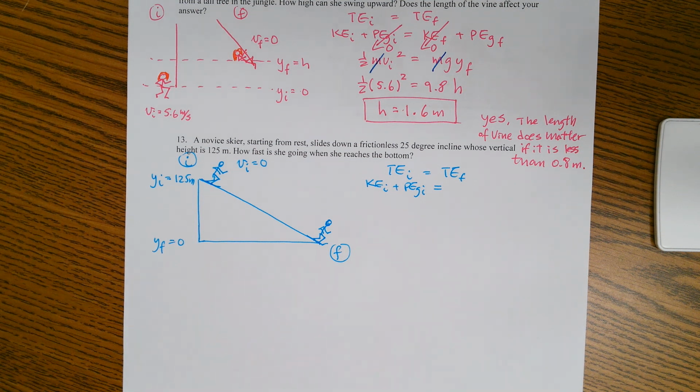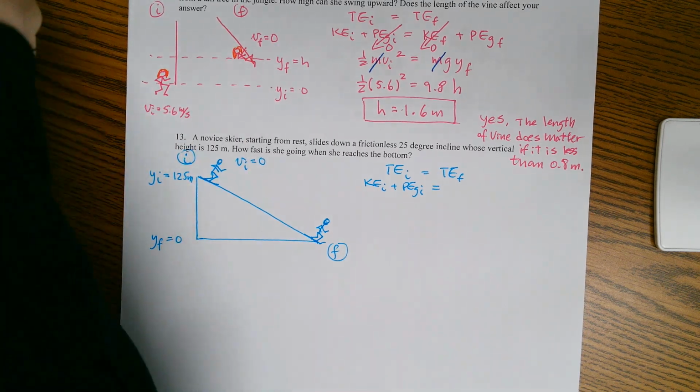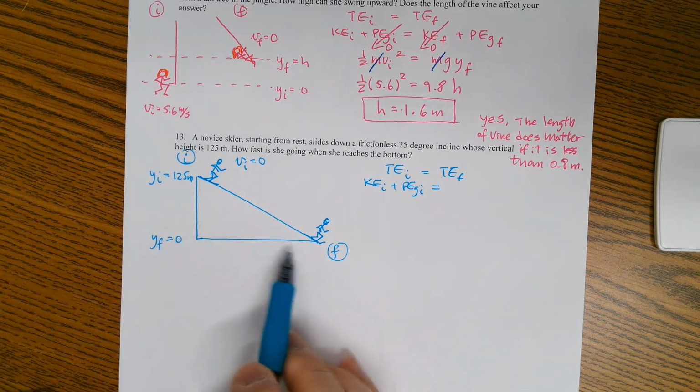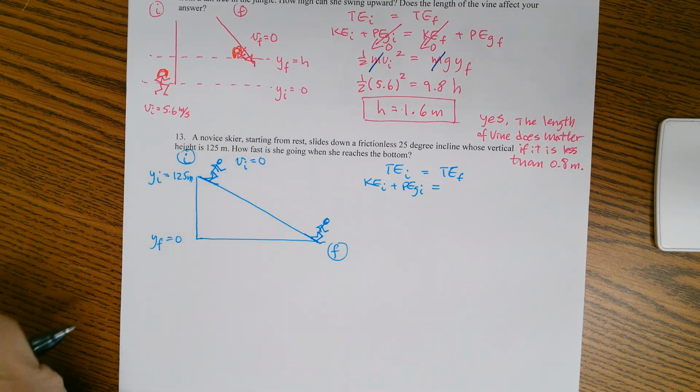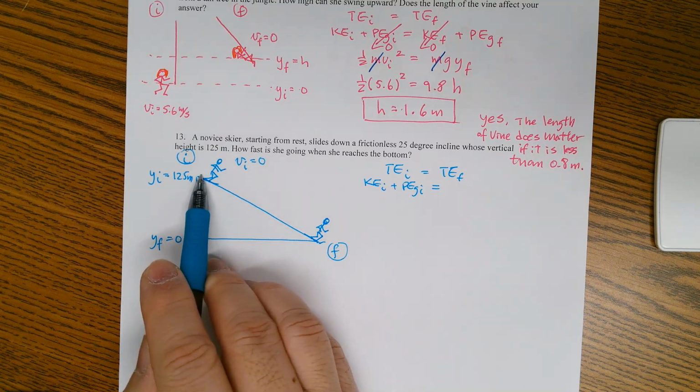We left off here at number 13 last time. A novice skier starting from rest slides down a frictionless 25-degree incline whose vertical height is 125 meters. How fast is she going when she reaches the bottom? So the vertical height here is 125 meters. So y initial is 125, and y final when she's at the bottom of the hill is zero, okay? And she starts from rest, so the initial velocity is zero.